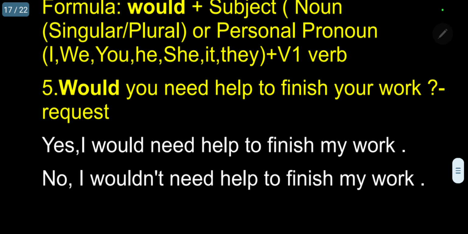Would you need help to finish your work? Request. Would you need help to finish your work?